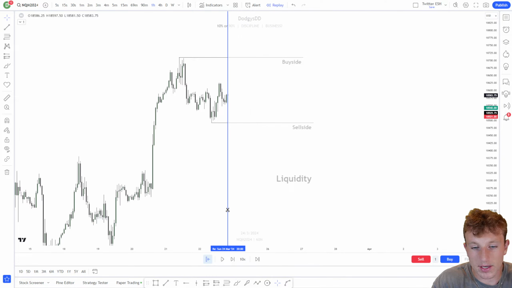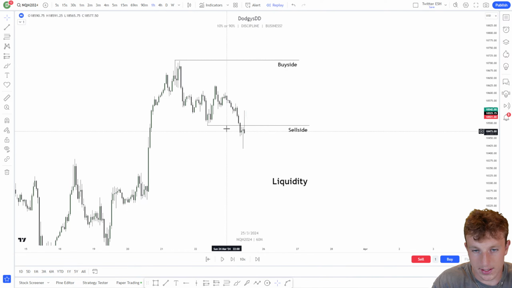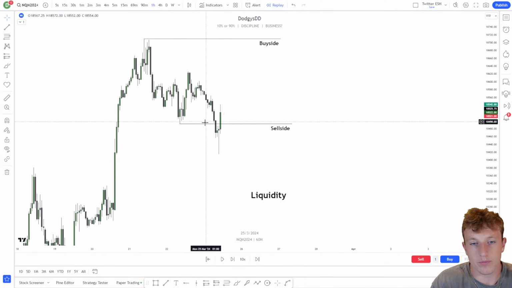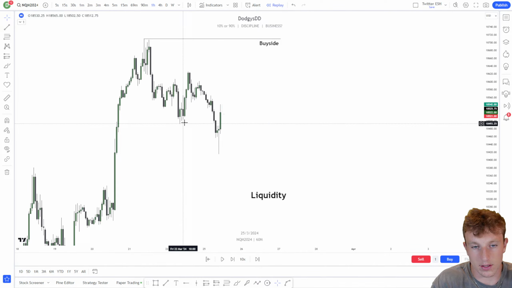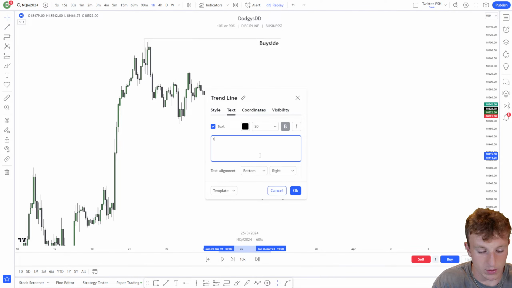The second the market goes and hits this, delete this low. This is not liquidity anymore. Why? Because if this low is already ran, then everyone's stopped out there. This is the new liquidity pool right here. So this would be the new sell side liquidity.